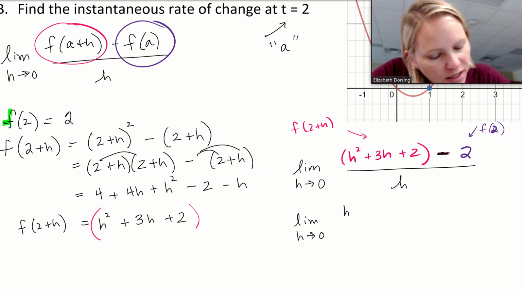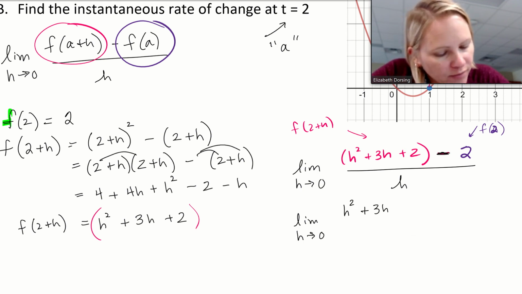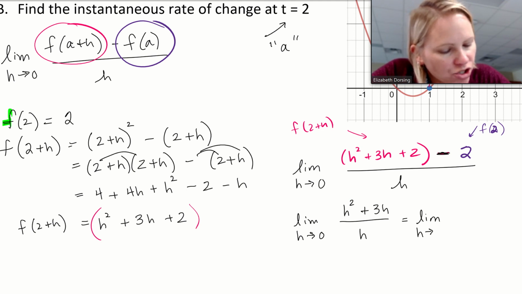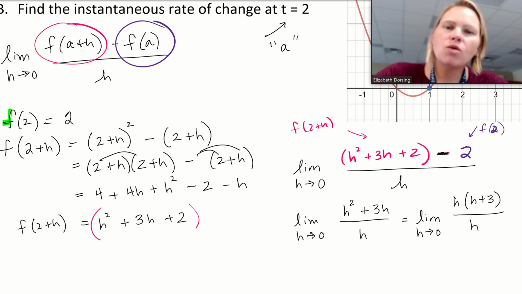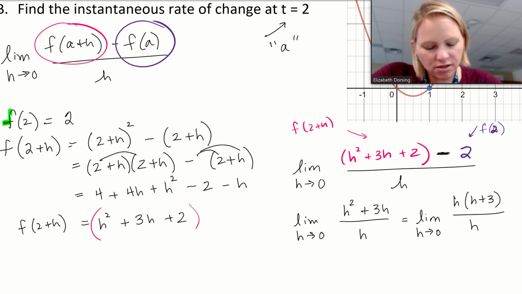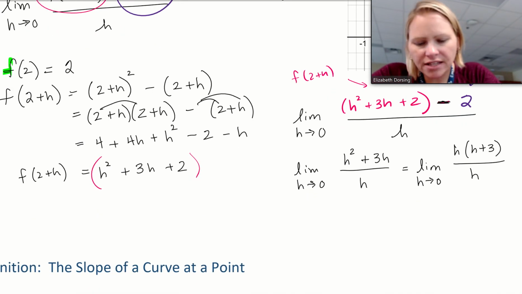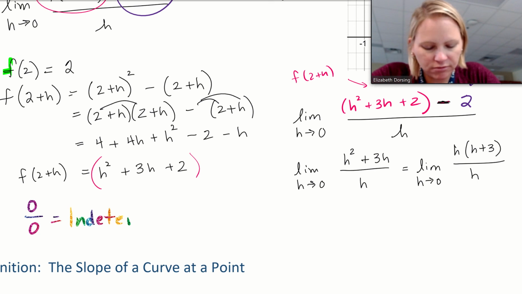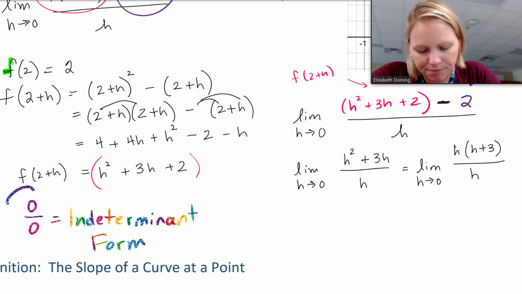So as I simplify, I notice the 2's are going to go away. And then I'm going to factor out the h. We did this in the 2.1 video. Again, that would be a good one to rewatch if this is confusing to you. Now, the reason why I have to do it this way is because if I try to put 0 in right now, I'm going to get 0 over 0. And remember, when you get 0 over 0, that's called that indeterminate form. We can't do anything with that.